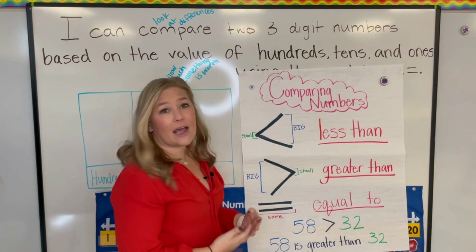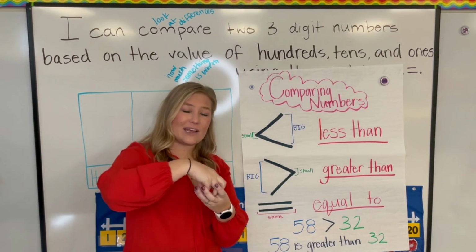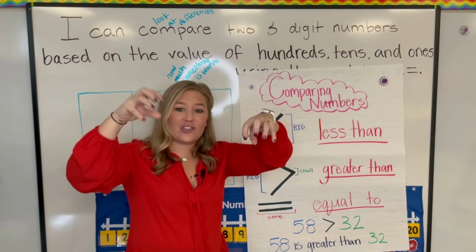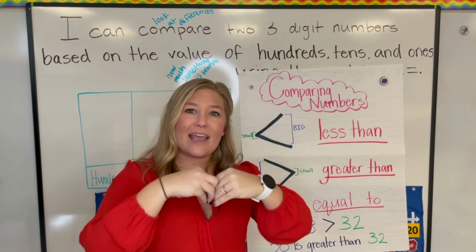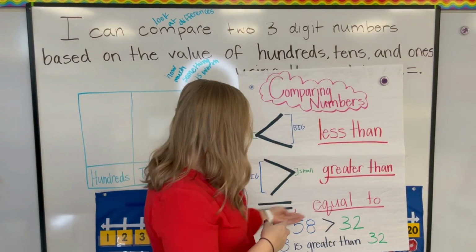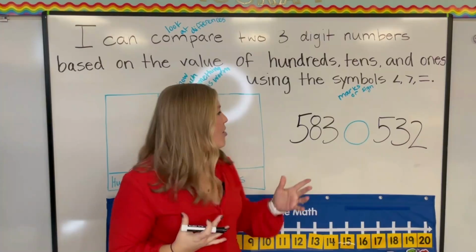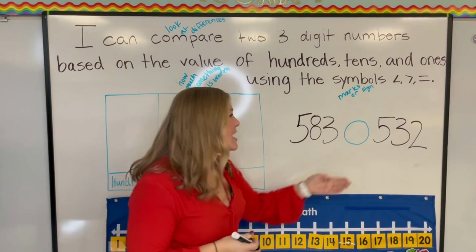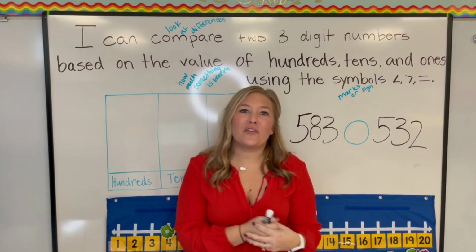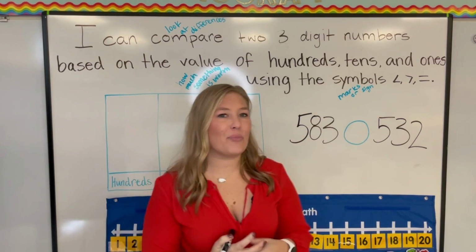And our equal sign, we know when we have an equal sign in between an addition sentence, that's showing us that two sides may have the same number. So our equal sign is going to show us the exact same thing when we're comparing two three-digit numbers. On the board, I have 583 and 532. Let's put them in our place value mat to help us.